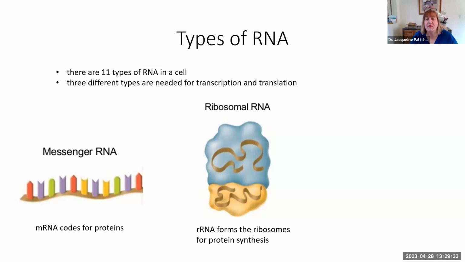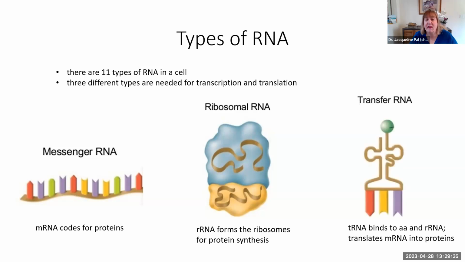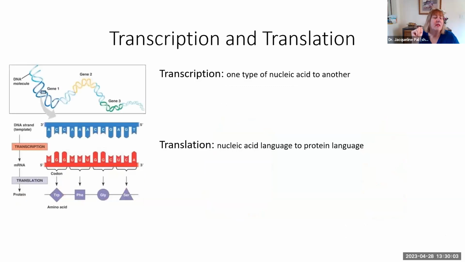And the third type of RNA is called transfer RNA. And so it's abbreviated with a small t in front of the RNA. And it is unique in that it has 2 binding sites. On one end, it's going to bind to the amino acid, and the other end is going to bind to the RNA, so that it's going to translate the messenger RNA into proteins.